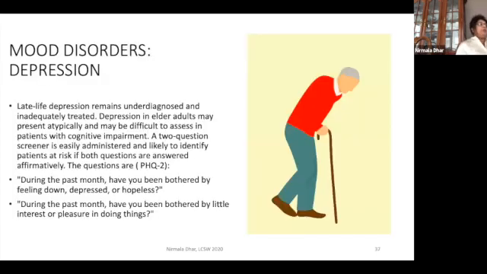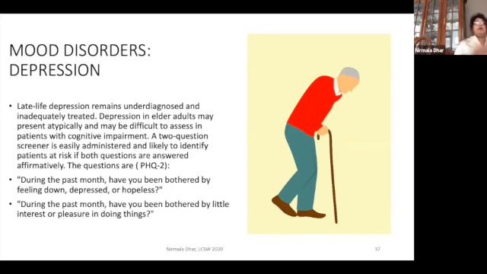So I'm now moving on to mood disorders, depression. Late life depression remains underdiagnosed and inadequately treated in older adults. Depression in older adults may present atypically and may be difficult to assess in patients with cognitive impairment. A 2-question screener is easily administered and likely to identify patients at risk when either question is answered in the affirmative, and that is the PHQ-2, which is: during the past month, have you been bothered by feeling down, depressed, or hopeless? During the past month, have you been bothered by little interest or pleasure in doing anything?